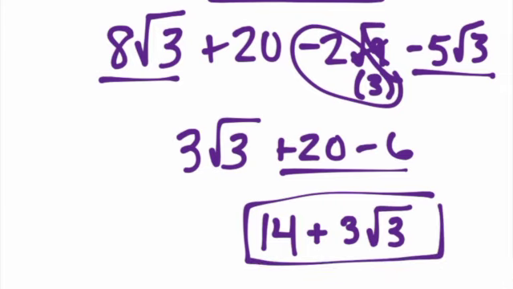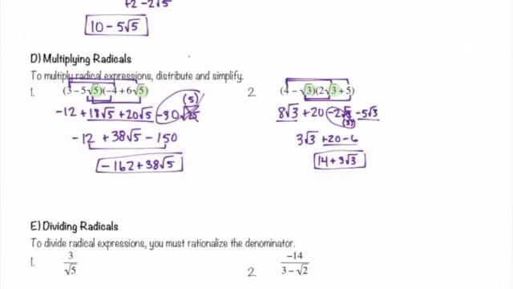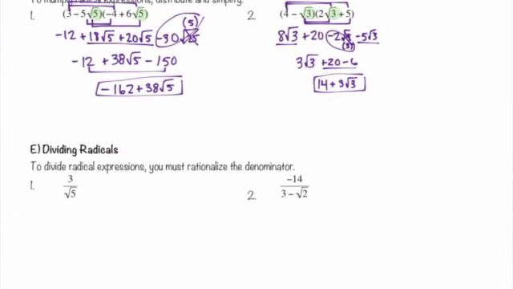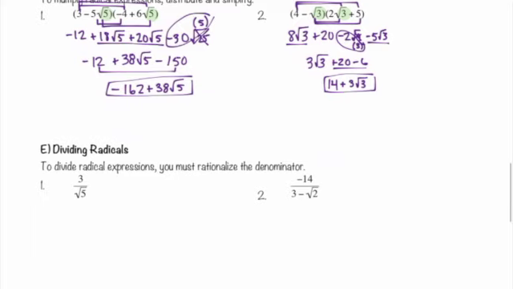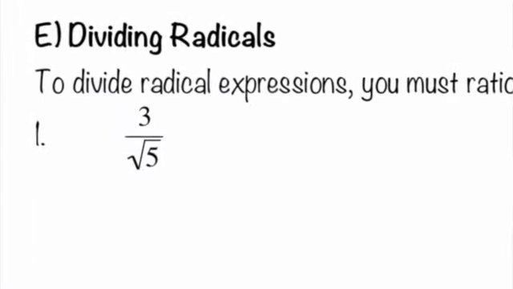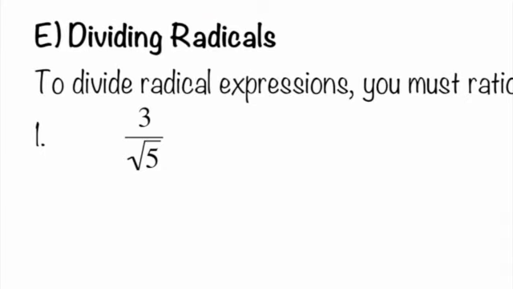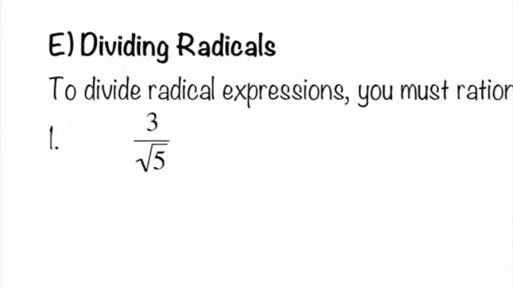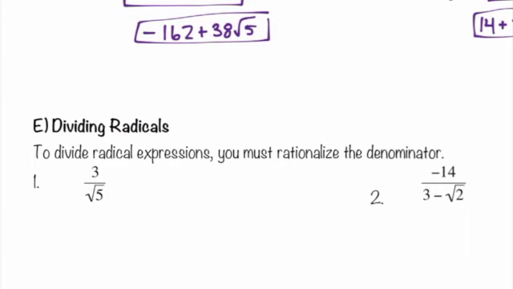Okay. The last thing here is going to be dividing radicals. This is another thing that is going to be a new concept. We never dealt with radicals in the denominator. So technically, you cannot have square roots in a denominator. We cannot have a radical in the denominator. It's just not proper when writing things. So what we have to do is what's called rationalize the denominator.